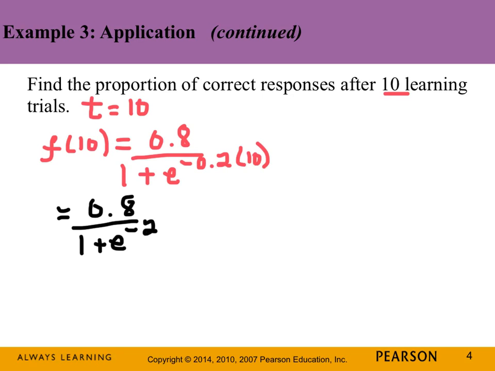And now you just need to evaluate this on your calculator, and you should get 0.7. So the proportion of correct responses after 10 learning trials is 0.7.